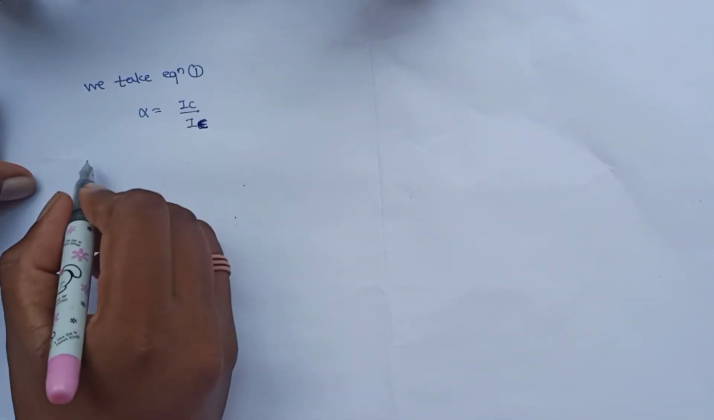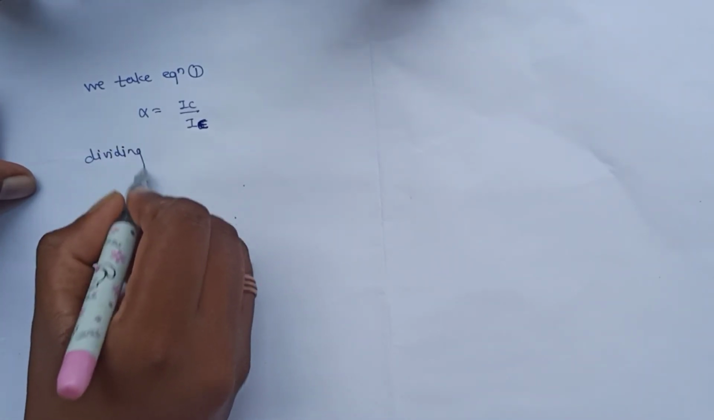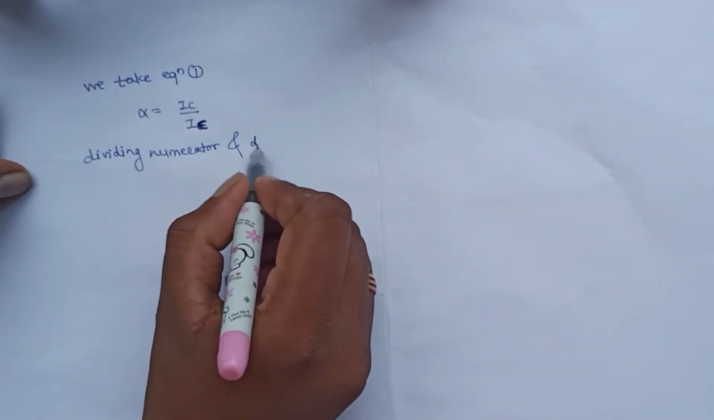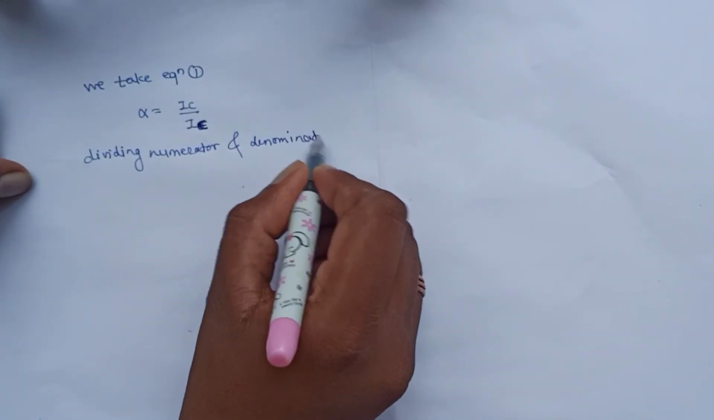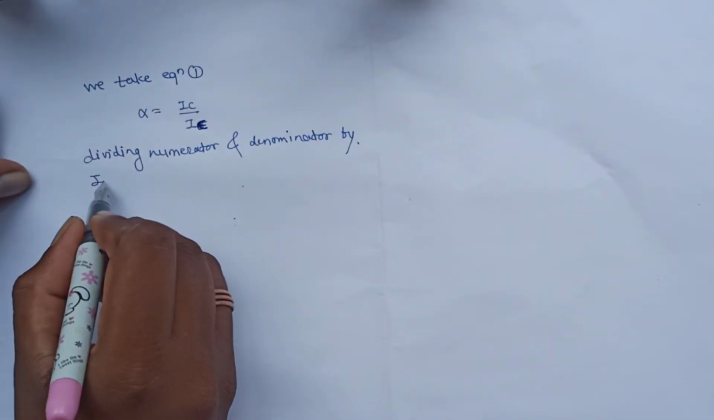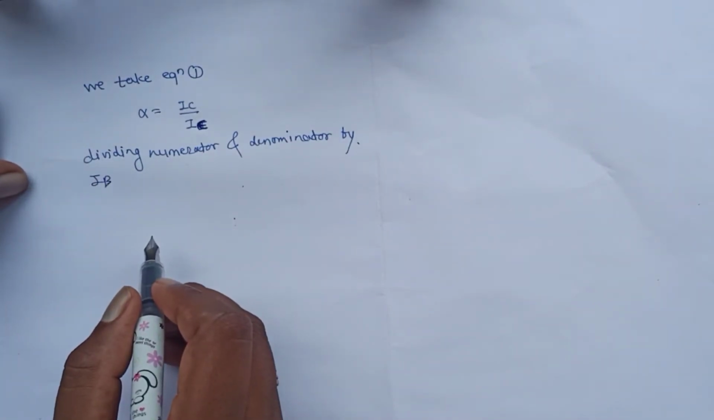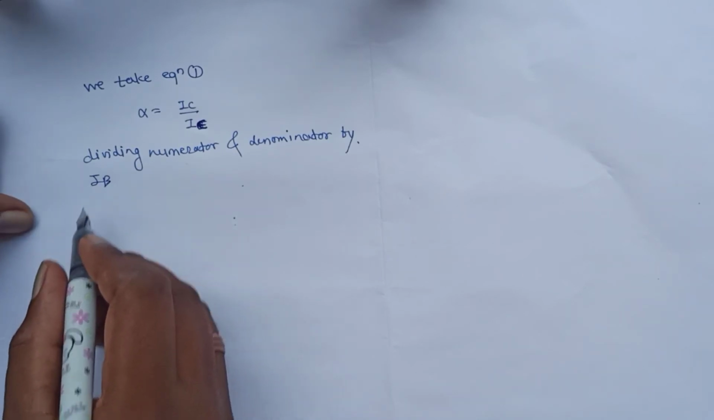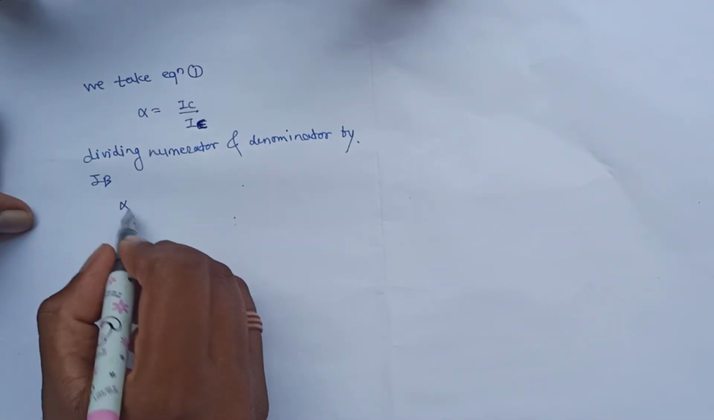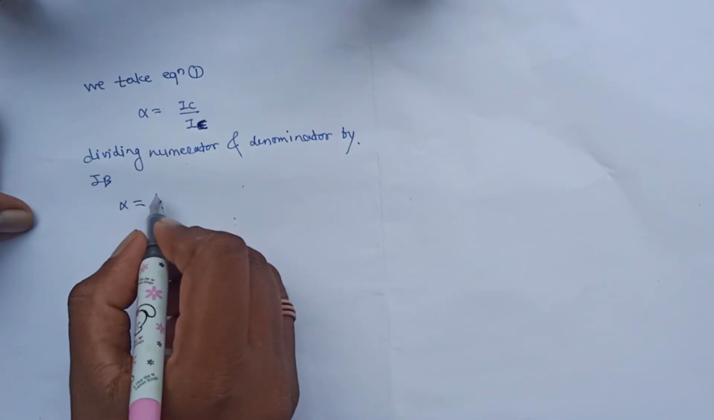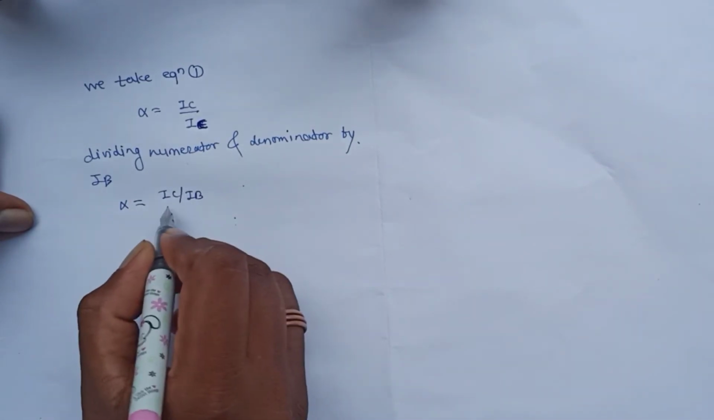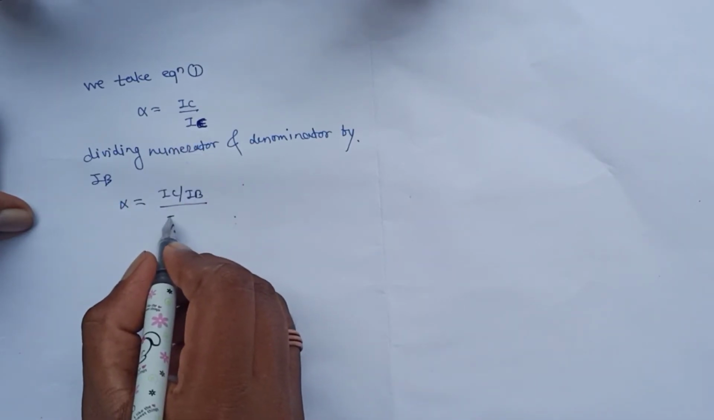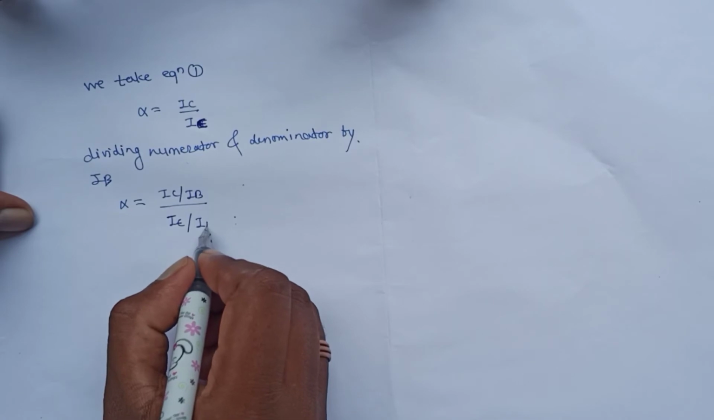So we are going to divide this equation, dividing the numerator and denominator by IB, the base current IB. So the equation will become alpha is equal to IC upon IB upon, that is, IE upon IB.